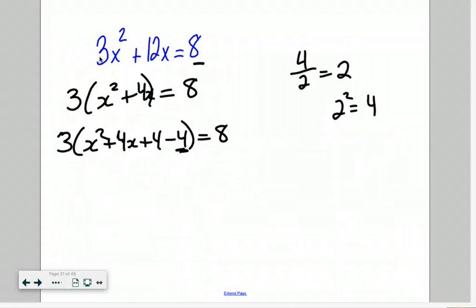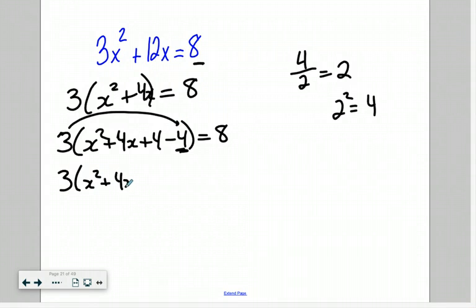Okay, so again, it's the 3 that's going to come through and take out that negative 4. So you're going to have 3 times x squared plus 4x plus 4, and then minus 12, since 3 times negative 4 is negative 12. And then it still equals 8.